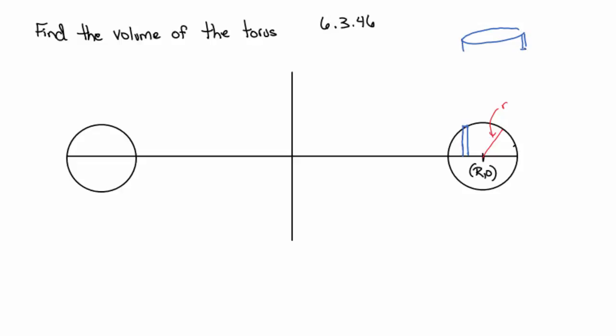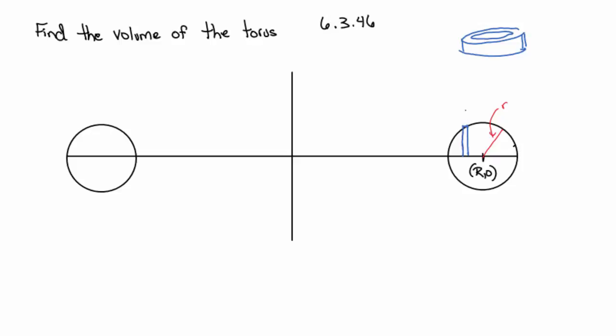Okay. And it would be hollow on the inside, so it might look something like that. Okay, but I would get an object like that, and the volume above the x-axis would be the same as the volume below. So what I'm going to do is just find the volume of the solid above the x-axis, which would look like the upper half of a bagel, and then double it. That's all I need to do.